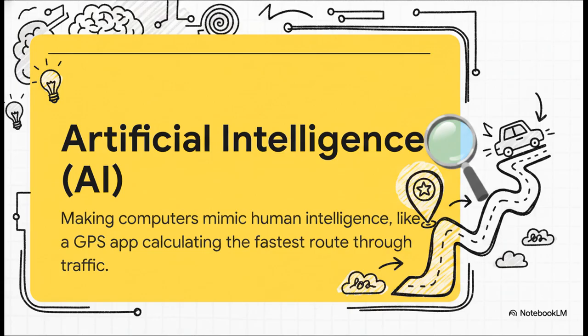The simplest way to think about it is just making computers smart, making them mimic how we think. Your GPS is a fantastic example. It's not just following a static map, right? It's analyzing live traffic, figuring out roadblocks, and making a very human-like decision to find you the absolute fastest route. That's AI in a nutshell.